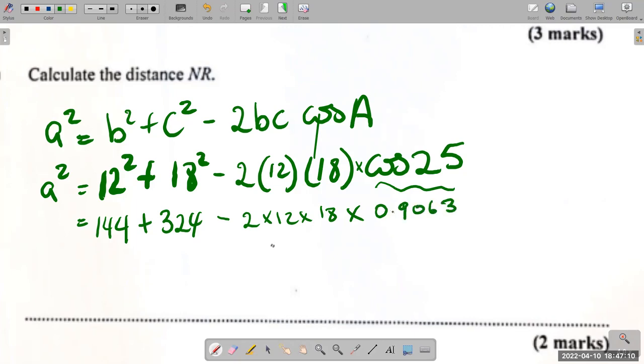0.9063. So what do we do in bad math? We always multiply first, right? So don't go and plug all of this into your calculator at once. Never. Step by step. So let's go. Multiply all four. Tell me what you get.